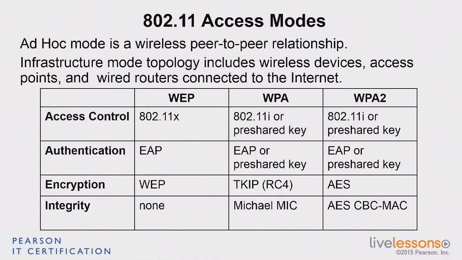WPA2, which is really the current standard, uses 802.11 or a pre-shared key for access control, and can use EAP for authentication, or a pre-shared key. A pre-shared key means that we're using one key and it's known to both sides. For encryption, we're using AES, which is the most current standard, and for integrity, we're using AES with a CBC-MAC, which is a form of an HMAC.